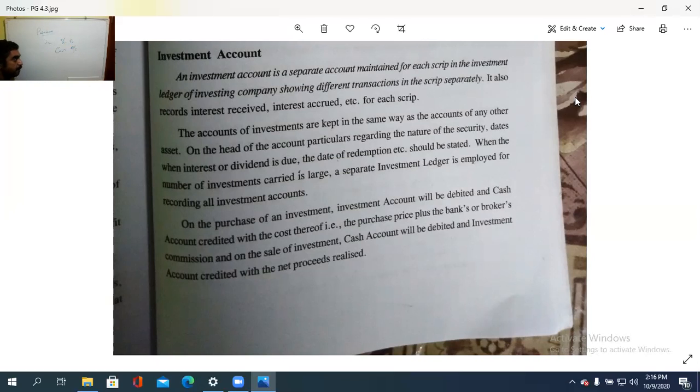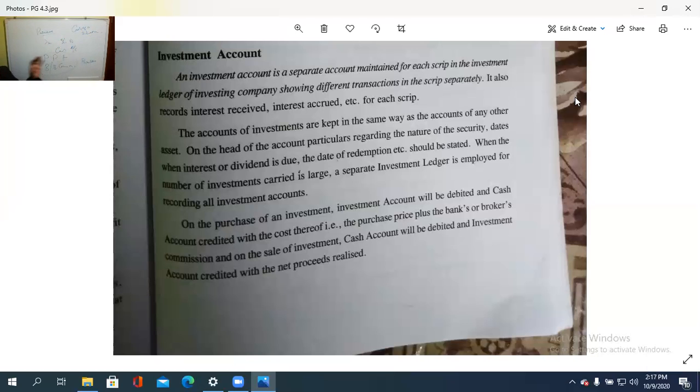അപ്പൊ അതിനകത്ത് എന്തൊക്കെ വരും? പർച്ചേസ് പ്രൈസ് വരും, പ്ലസ് ബ്രോക്കറേജ് ഓർ ബാങ്കേഴ്സ് കമ്മീഷൻ വരും, അല്ലേ? ഇത് രണ്ടും ആണ് at the time of purchase of such an investment. ഇനി on the case of sale, നേരെ തിരിച്ചു വരും, ക്യാഷ് അക്കൗണ്ട് ഡെബിറ്റ് ടു ഇൻവെസ്റ്റ്മെന്റ് അക്കൗണ്ട് എന്ന് വരും. അപ്പൊ പർച്ചേസിലാണെങ്കിൽ ഇൻവെസ്റ്റ്മെന്റ് അക്കൗണ്ടിനെ ഡെബിറ്റ് ചെയ്ത് ക്യാഷ് അക്കൗണ്ടിനെ ക്രെഡിറ്റ് ചെയ്യും.